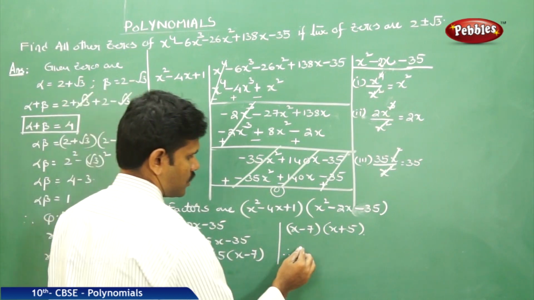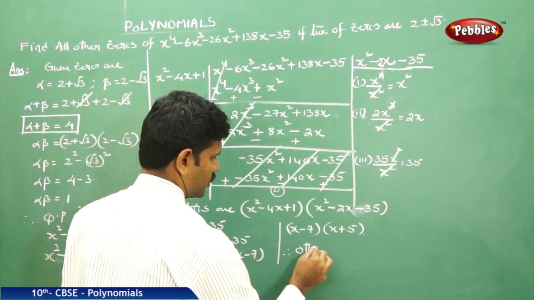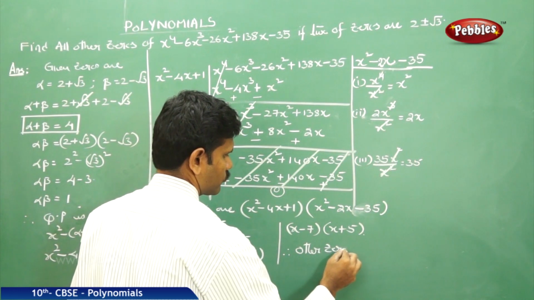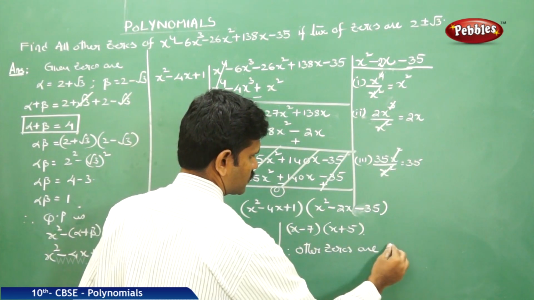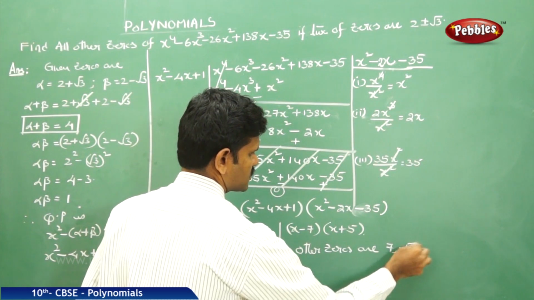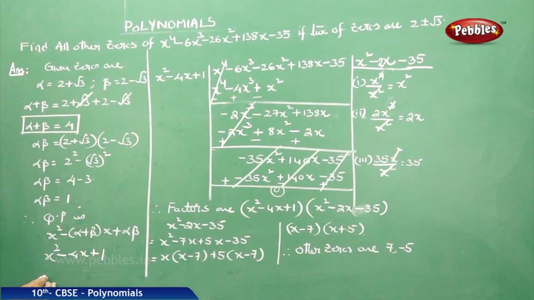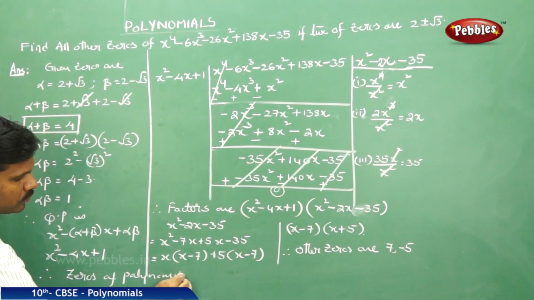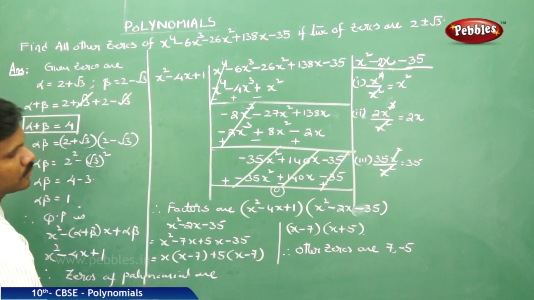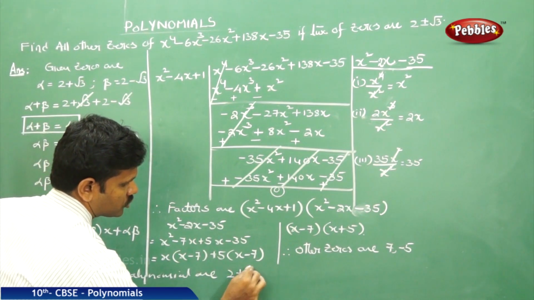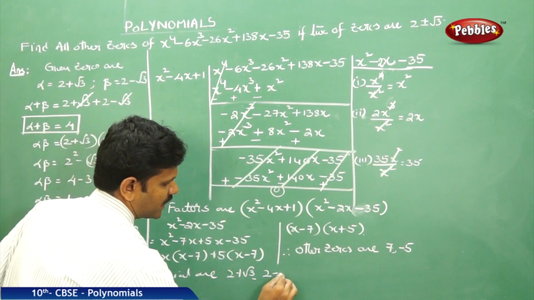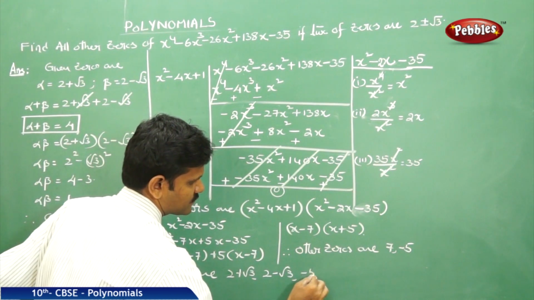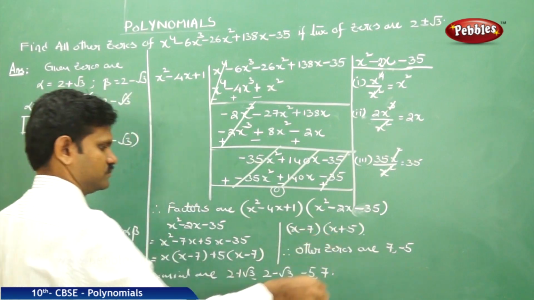Therefore other zeros are 7 comma minus 5. Therefore zeros of the polynomial are 2 plus root 3 comma 2 minus root 3 comma minus 5 comma 7.